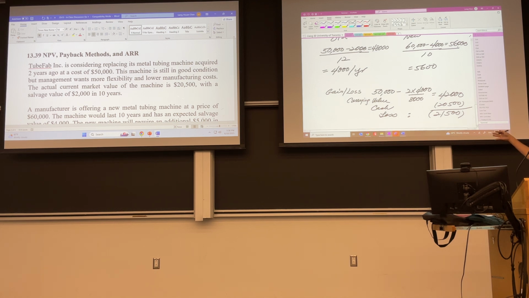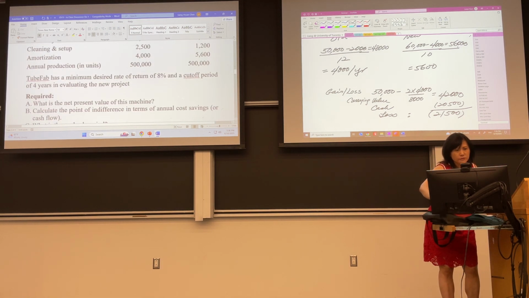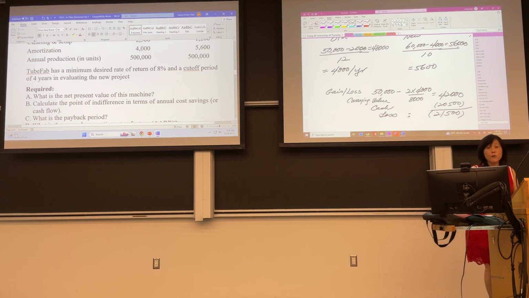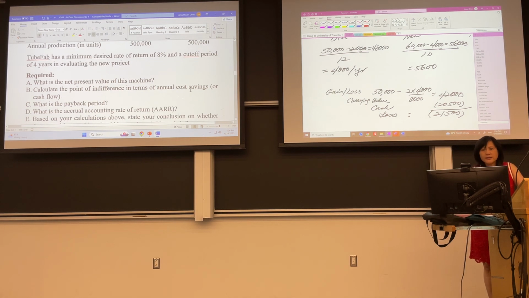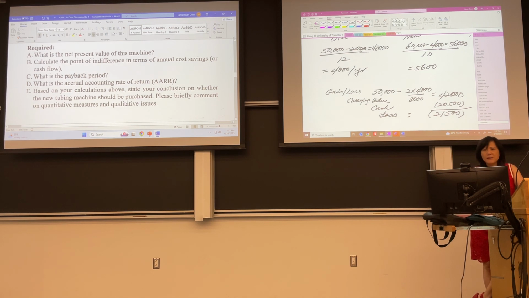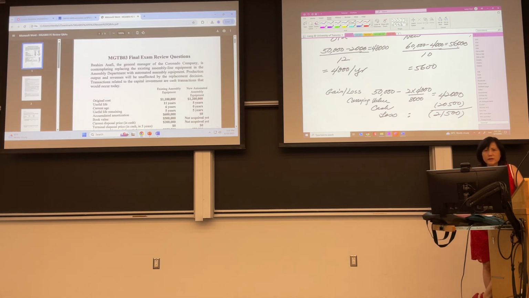If you're going to be evaluated based on the accounting income, you are not going to invest because you have negative, nothing to show for. Okay, so now what do we have to do? We have to do a minimum desired rate of return 8%. The cutoff period is 4 years, so payback period 4 years. What is the net present value? Calculate point of indifference in terms of annual cost savings, benefit. So this is a break-even benefit. Payback period, accrual accounting rate of return, based on your calculation, are you going to invest? You're not going to invest.